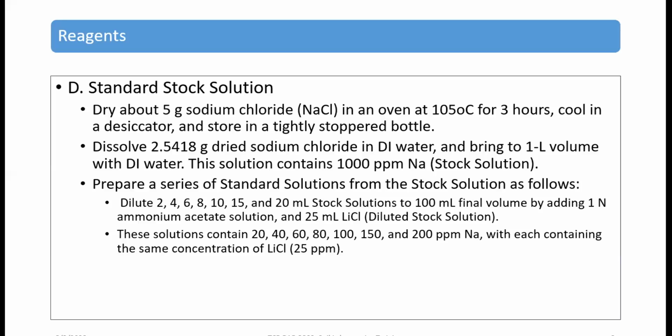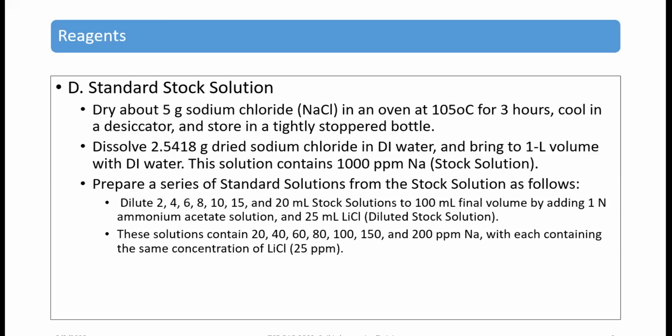Dissolve 2.5418 grams of dried sodium chloride in distilled water and bring to 1 liter volume with distilled water. This solution will contain 1000 ppm sodium, and this is normally called the stock solution.